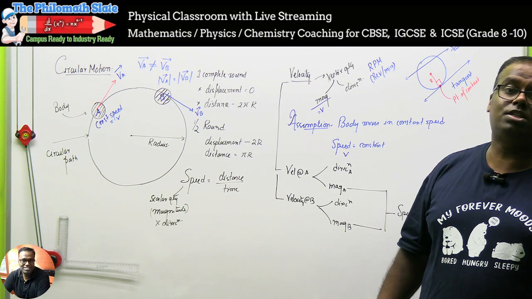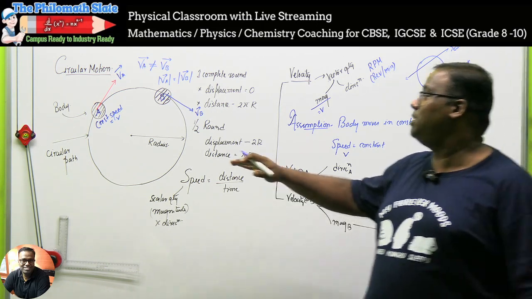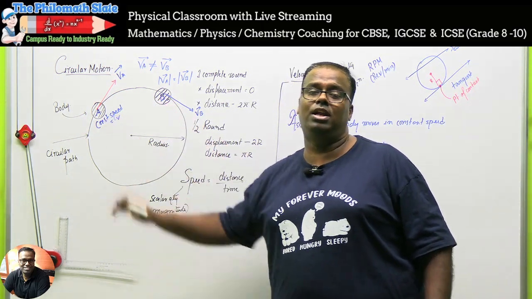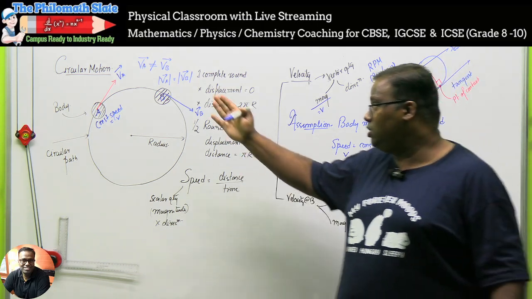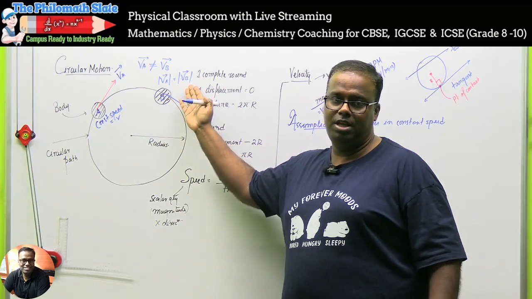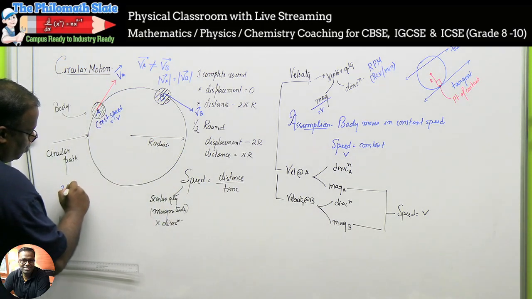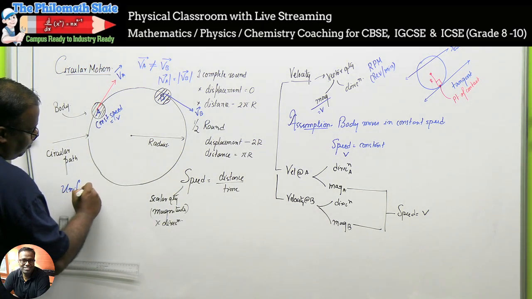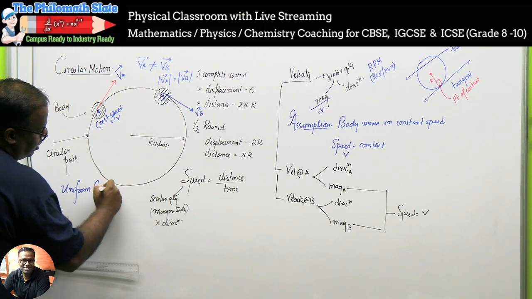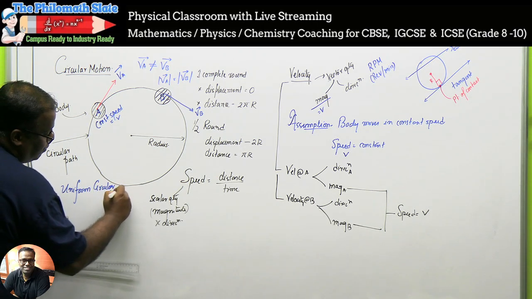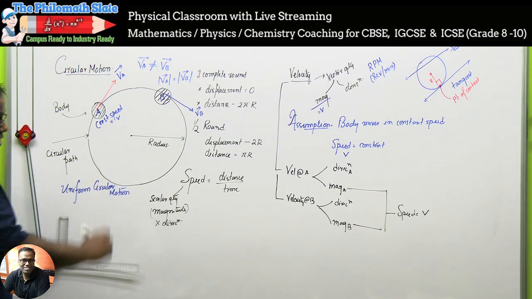But the velocity is not constant. Velocity depends upon at what position you are analyzing the velocity. The magnitude of velocities will be the same. What do we call such a motion? Uniform circular motion. Sir, how is it different from the uniform linear motion that we studied?